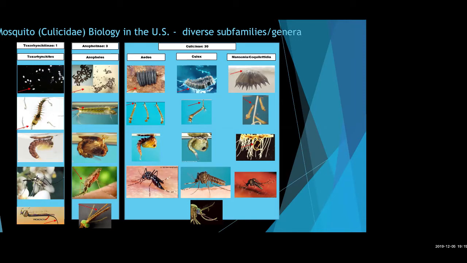Aedes eggs are laid above the water line. They are dry. They often dry. They're laid singly. The larvae usually sport a semi-short siphon. Pupae, once again, look similar across the board. And they're quite varied in their ovipositioning habitat.